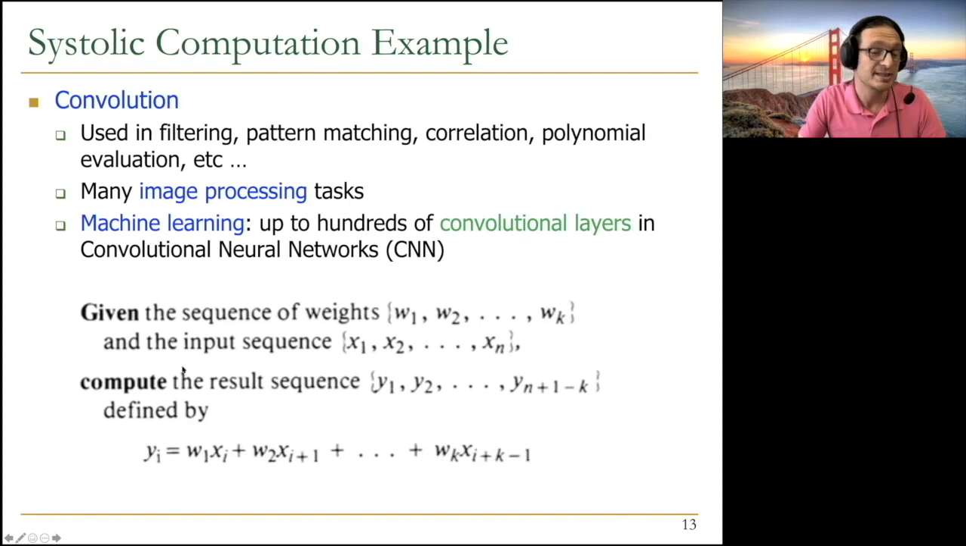Given the input sequence x1 through xn, convolution is the result sequence y1 through that, defined by this computation: W1 xi plus W2 xi+1 and so on, as you can see over here. So it's a mathematical definition. You're basically applying a filter of weights to an input sequence. I'm going to demonstrate this pictorially more in a little bit.